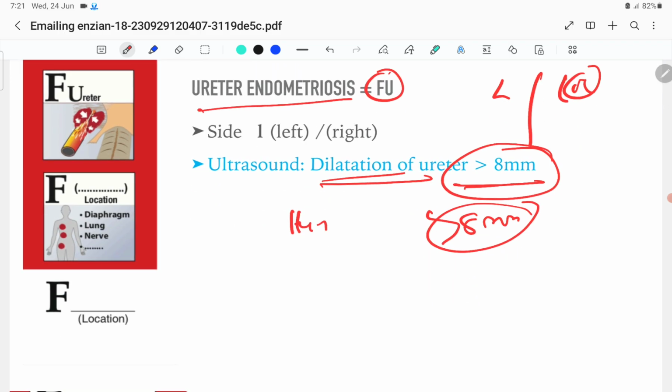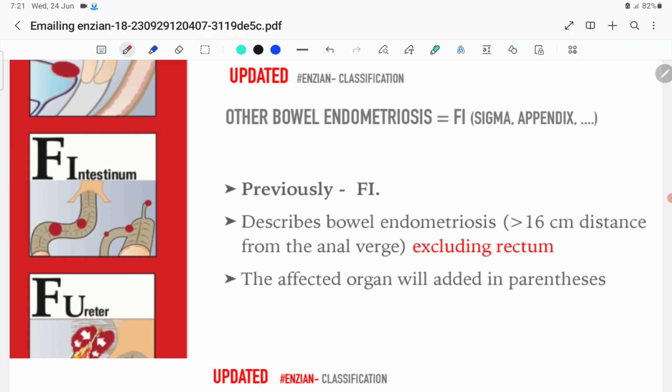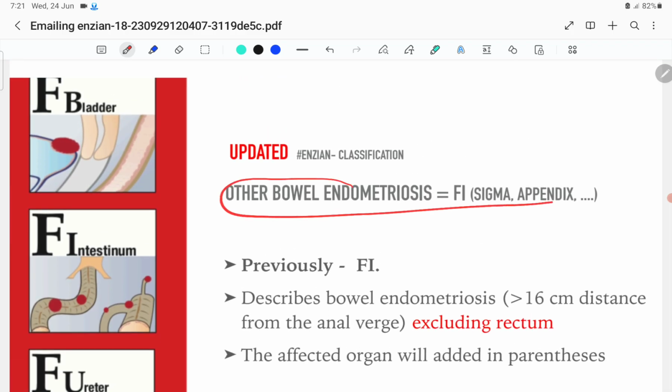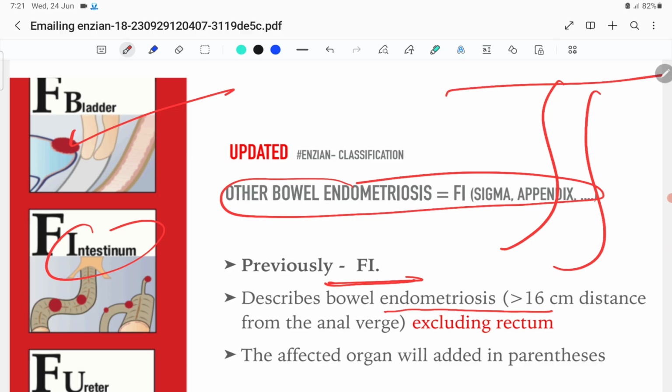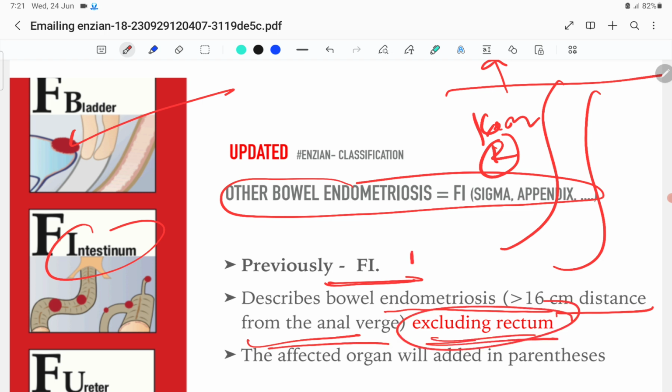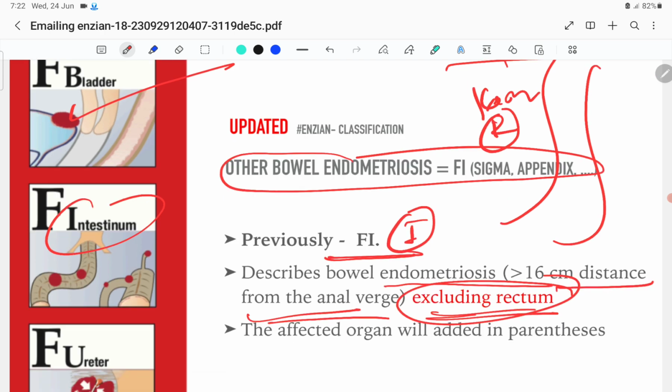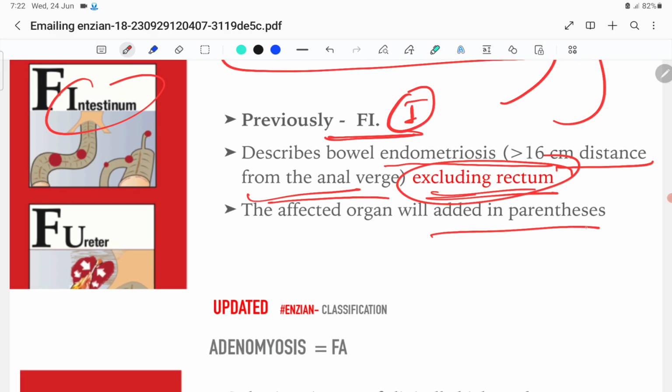Then F location, extragenital locations like diaphragm, lungs, knobs. Okay. Then bladder or the bowel endometriosis. Bladder is FB, intestinum is previously Fi. Describe bowel endometriosis. Up to 16 centimeter from the anal verge is included in the rectum. Beyond that, excluding the rectum, it is included in the intestine: appendix, any other small and large intestine, the affected organ will be added.